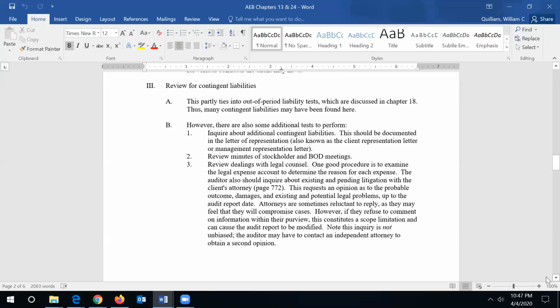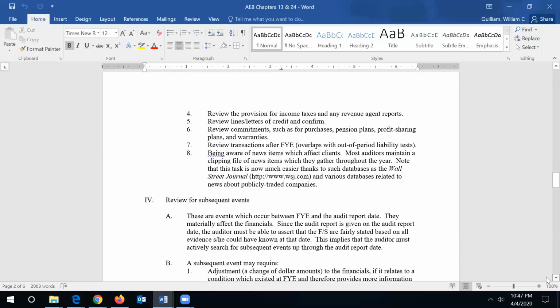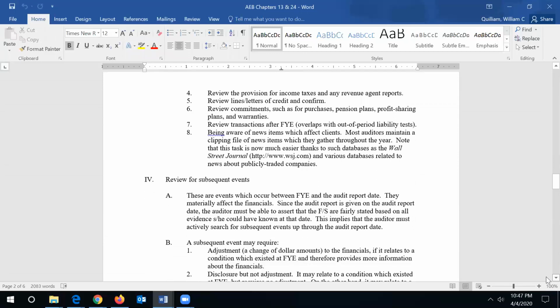And attorneys are sometimes reluctant to reply because they may feel that they will compromise cases. So maybe they will lose as a result of this. However, if they refuse to comment on information which is within their purview, this constitutes a scope limitation and can cause the audit report to be modified. So if the attorney doesn't want to say anything, generally the client gets on the phone with them and they will get an answer. Otherwise, we have a scope limitation. We can note this inquiry is non-biased because the auditor may have to contact an independent attorney to obtain a second opinion, because the client's attorney is certainly biased and is more likely to cast things in a favorable view.